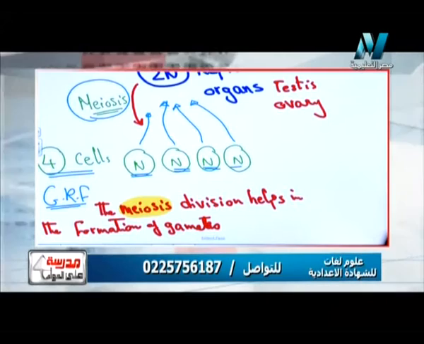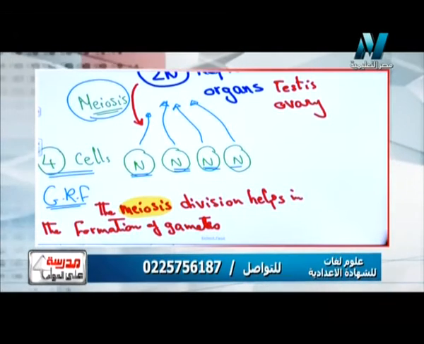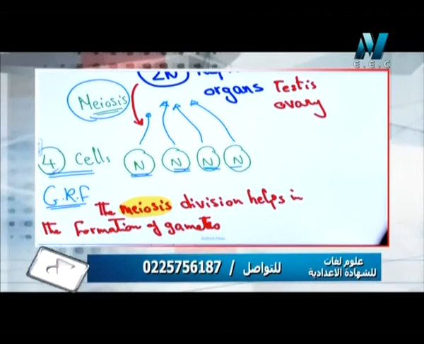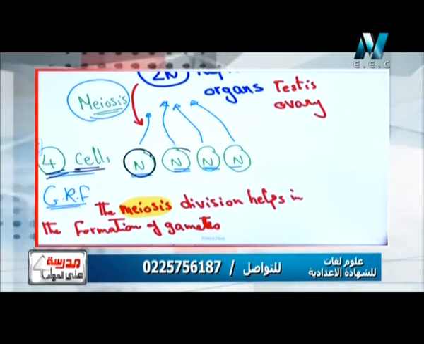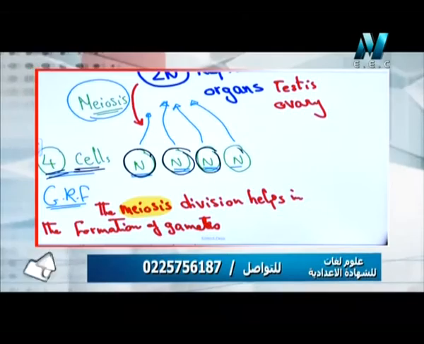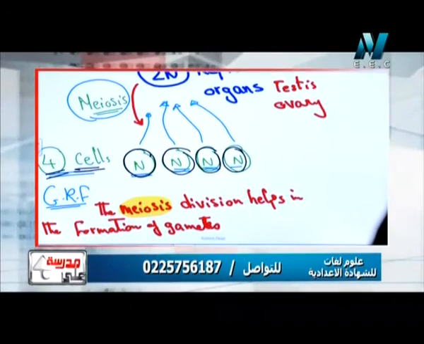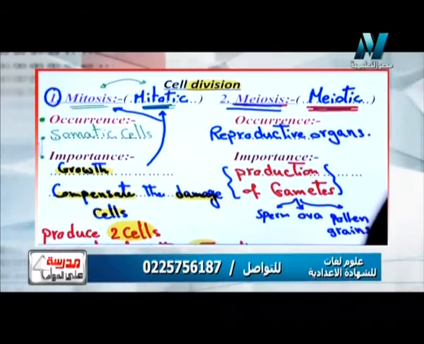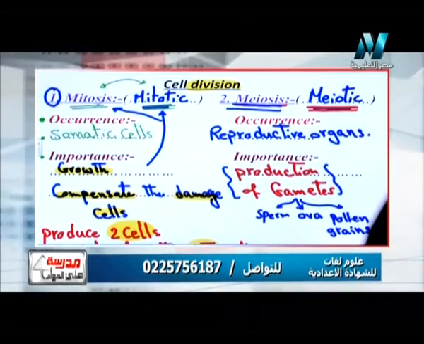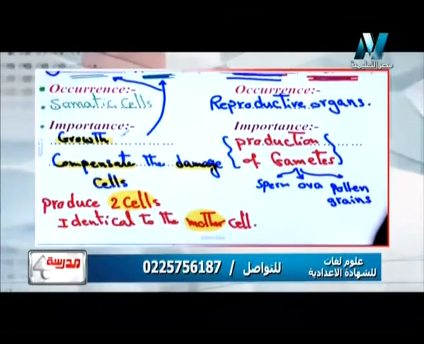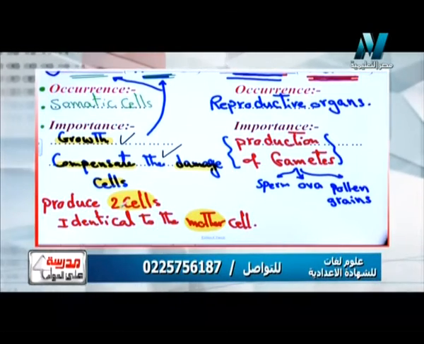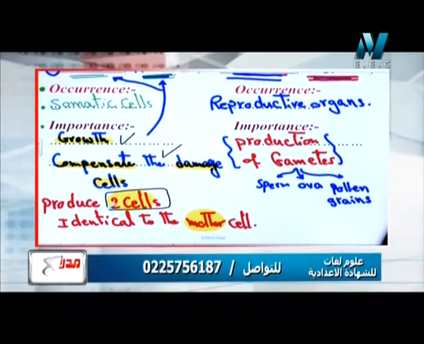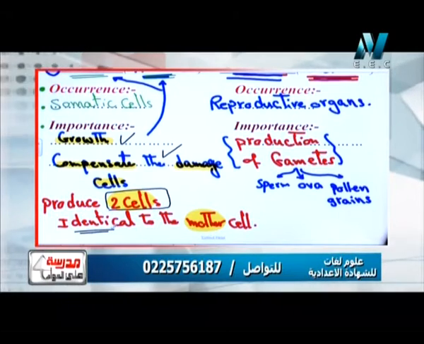I say the answer is because it produces 4 cells that have half the number of chromosomes of what? Of the mother cell. And if we have another question about why mitosis helps in growth or compensation of the damaged cells, the answer is because it produces 2 cells identical to the mother cell.